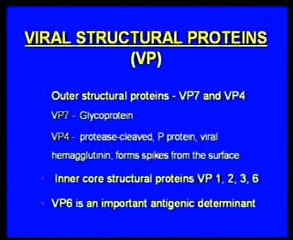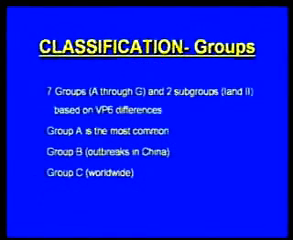There are inner core structural proteins called VP1, 2, and 3, but the chief one in the inner core is VP6, which is the antigenic determinant for the group and the subgroup. So the main classification into groups is based on VP6 differences, and those are A through G with 2 subgroups, of which group A is the most important human pathogen, well recognized all over the world.